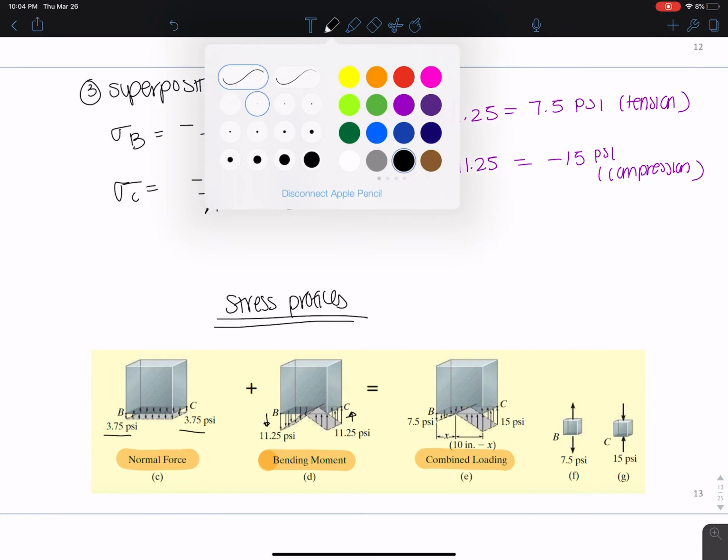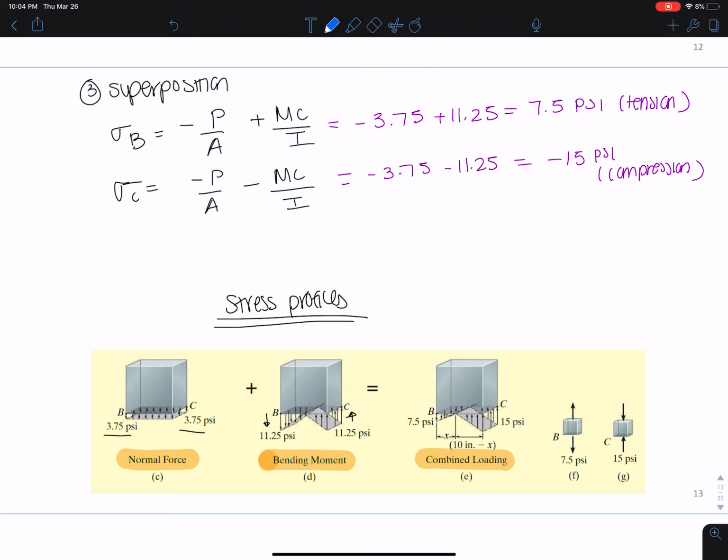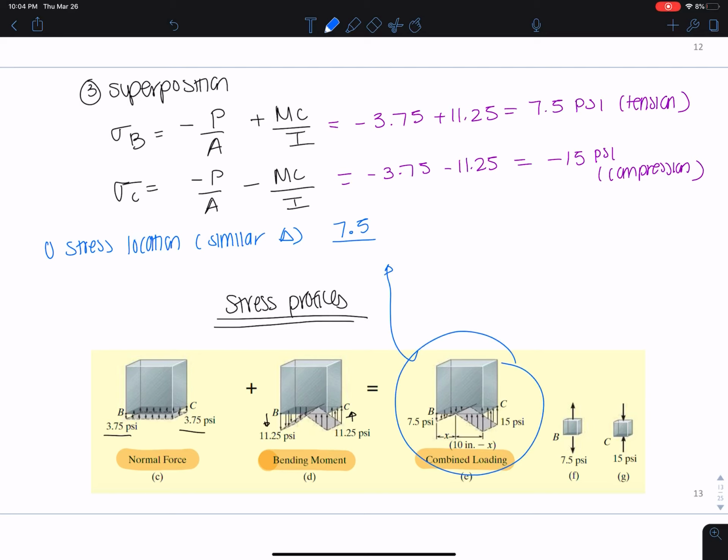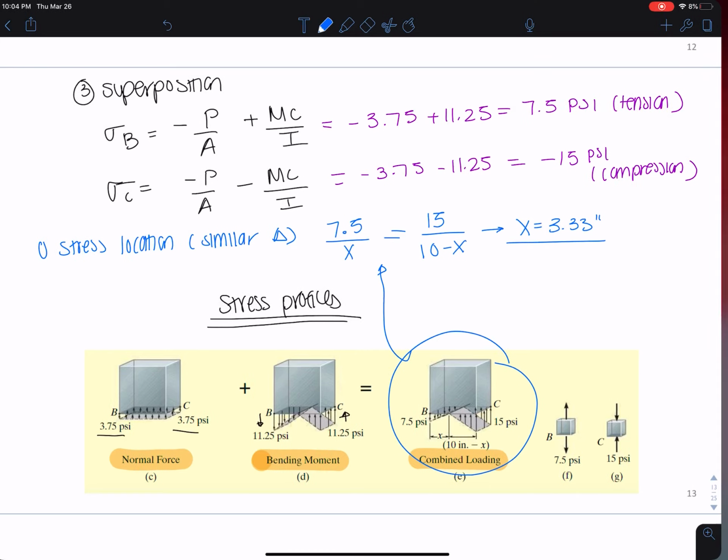If they didn't ask for it in the problem, but let's say we wanted to find the location of zero stress, we can actually use similar triangles because we have these stress values. So we could say 7.5 is to the location x as 15 is to 10 minus x, and we get x is equal to 3.33. This value right here.